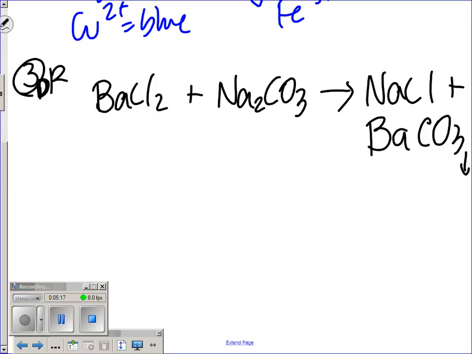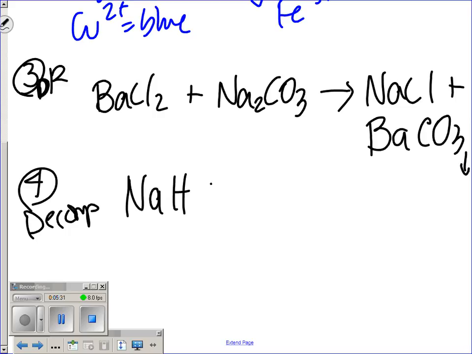And then lastly, Jacob's group. Last thing. Decomposition. It was really by default, right? We only had one option left. But what was the reactant? NaHCO3. All right, there's that bicarbonate.